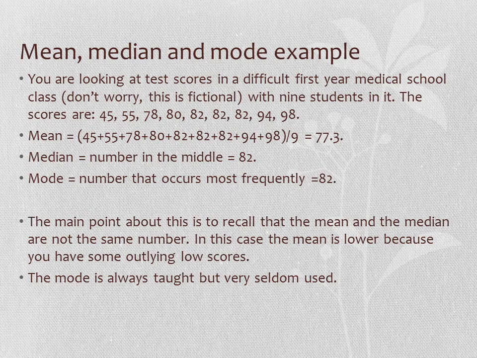The mean is just you add them all up and divide by 9, which is how many there are. And I did the math for you at 77.3. The median is the number that's in the middle when you lay them all out lowest to highest, right? So the number in the middle is the 5th number, and that is 82. And the mode is the number that occurs most frequently in the list. And in this case, 82 occurs 3 times, so that is the mode.